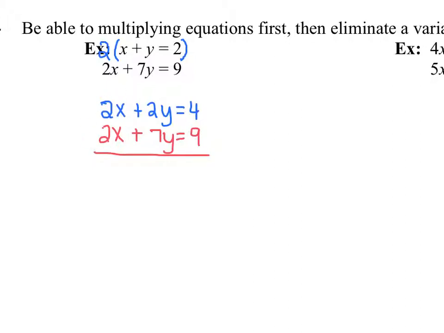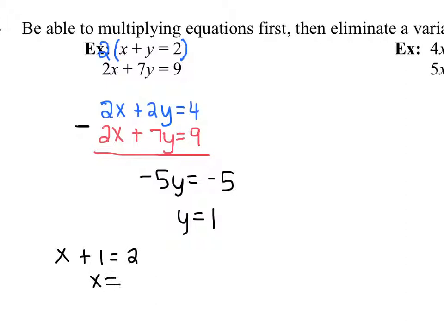It's kind of like when you add or subtract fractions, you need a common denominator. Sometimes you have to change one fraction, the denominator, and sometimes you have to change both. Here I only had to change the top equation, the bottom equation was fine. So now I can subtract, because 2x minus 2x cancels. 2y minus 7y would give me negative 5y, and 4 minus 9 would give me negative 5. So divide both sides and you get y equals 1. I'm going to go back up to this original equation with the smallest numbers, and I'm going to replace it. So x plus 1 equals 2, subtract 1, x equals 1. So final answer of 1, 1.